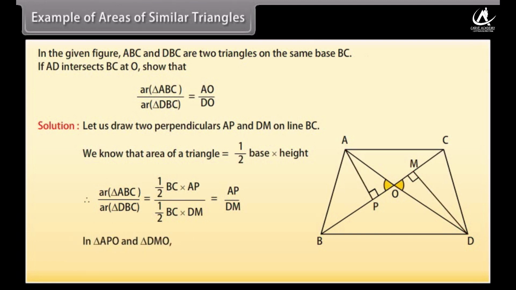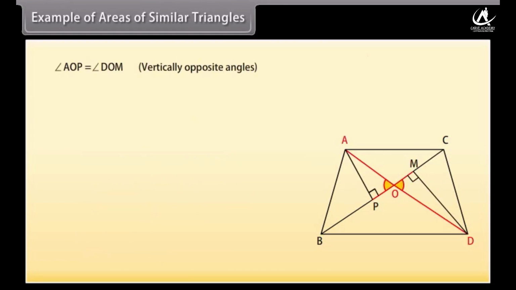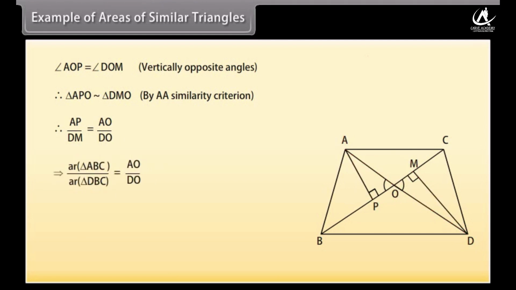In triangle APO and triangle DMO, angle APO equals angle DMO, each 90 degrees. Angle AOP equals angle DOM, vertically opposite angles. Therefore, triangle APO is similar to triangle DMO by AA similarity criterion. Therefore, AP upon DM equals AO upon DO, which implies area of triangle ABC upon area of triangle DBC equals AO upon DO.